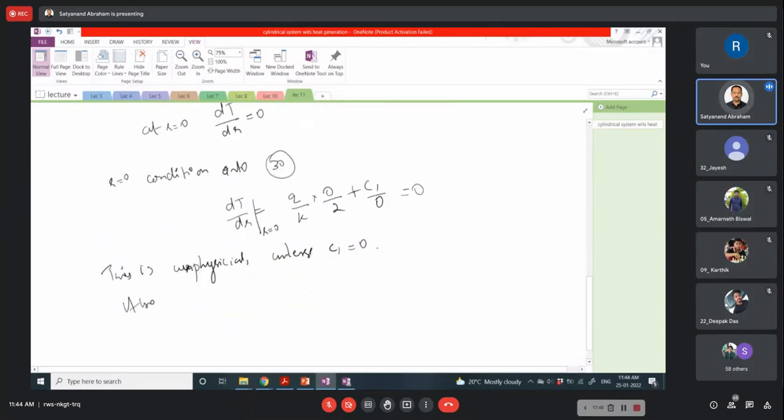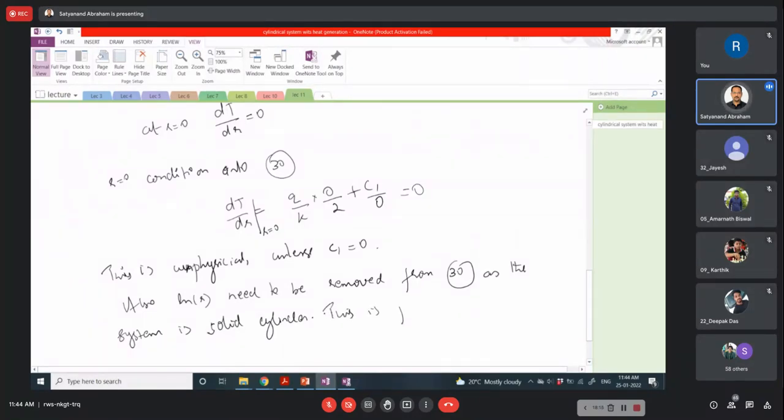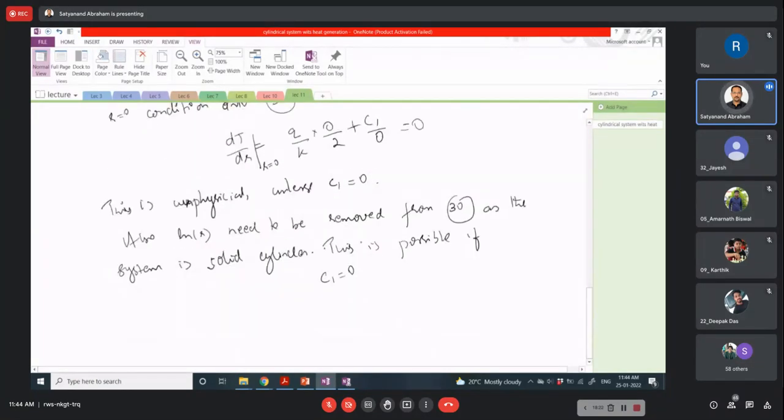Also, ln r needs to be removed from equation 30, as the system is a solid cylinder. This is possible if c1 is equal to 0. So by either of these methods, we can see that c1 should be 0. Then only our result will match.